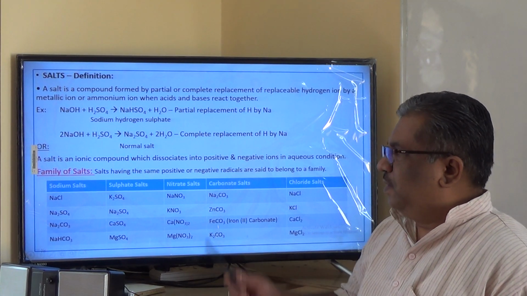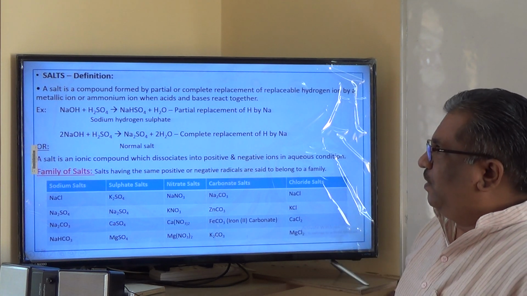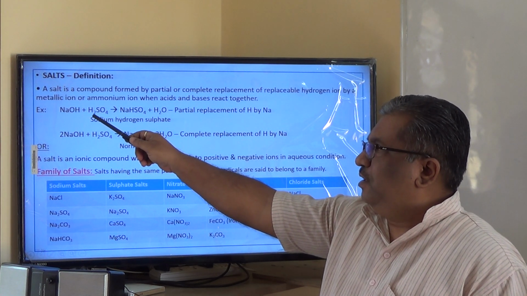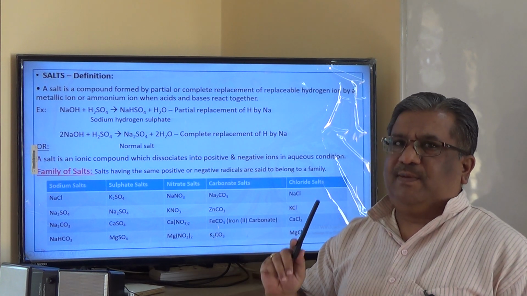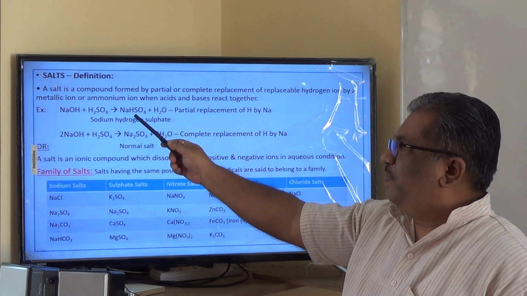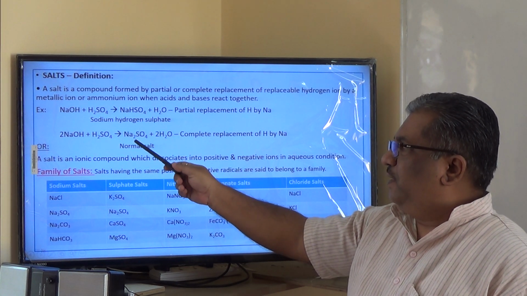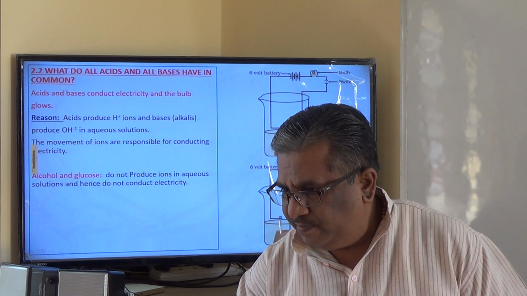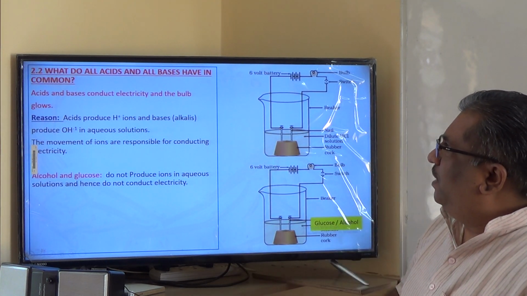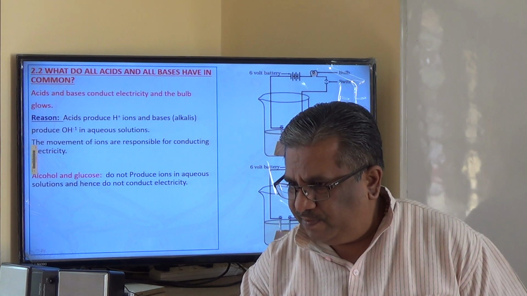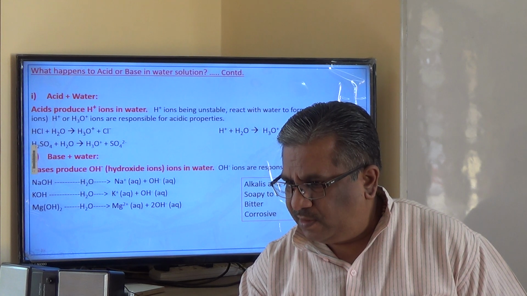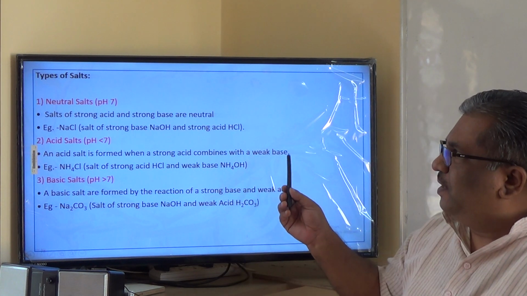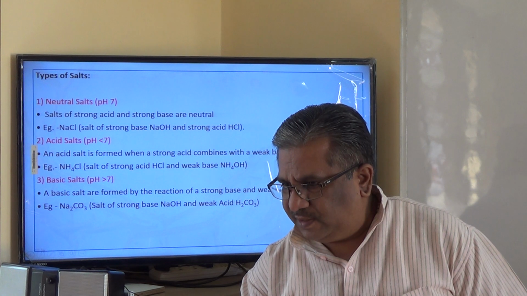Request you to note down some points from these slides. You can pause the video to note down. There is the definition of the salt here. As I was explaining to you, sulfuric acid contains 2 hydrogen atoms as replaceable hydrogen atoms. So here it is partially replaced, only one hydrogen replaced. Here both the atoms are replaced. So these are how the salts are formed. So these are the families you can note down. Here the types of salts. I hope you must have noted down these things.